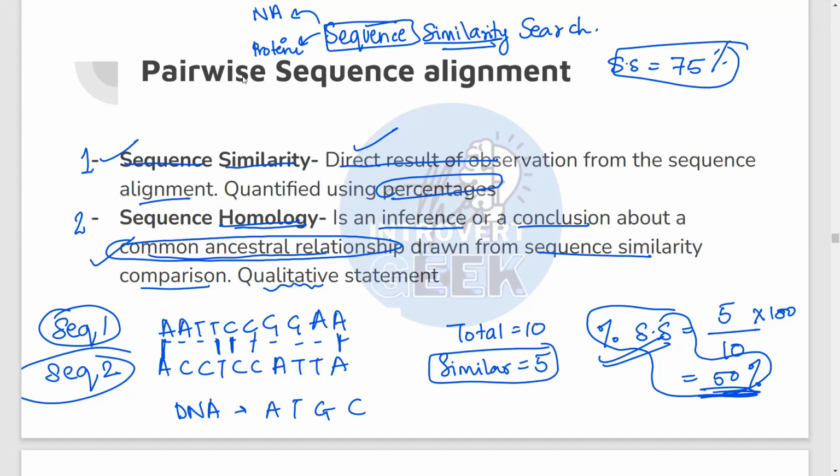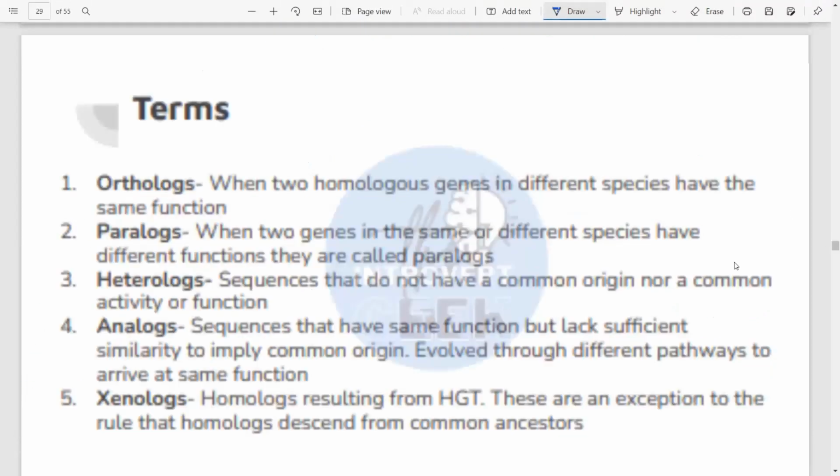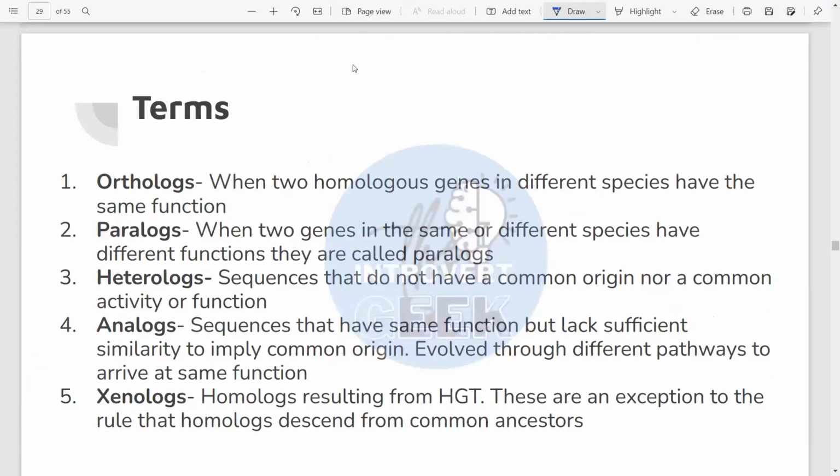Now, let me give you one example. You have one sequence that is, say, 10 nucleotides long, and one is 50.